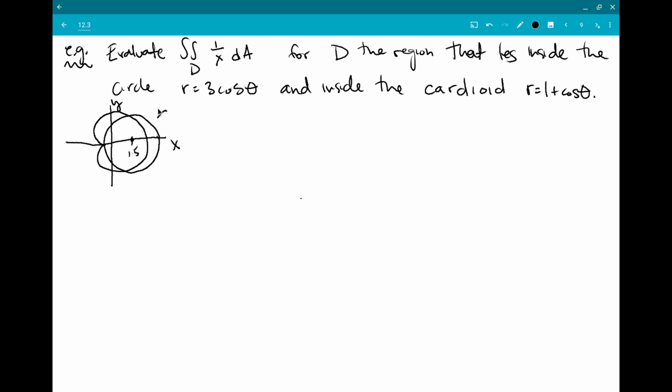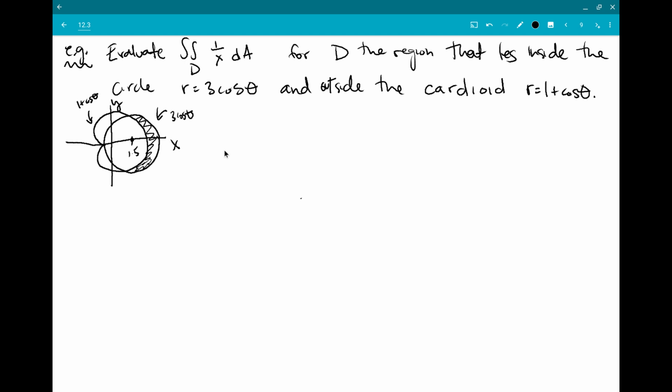Okay, so this is the circle, 3 cosine theta, and this is the cardioid, 1 plus cosine theta. And we want to be inside the circle and outside the cardioid. So we want to be in this region right here. Inside the circle, outside the cardioid. Okay.